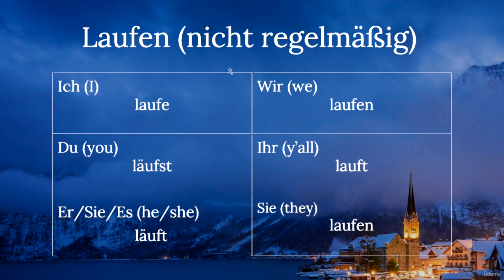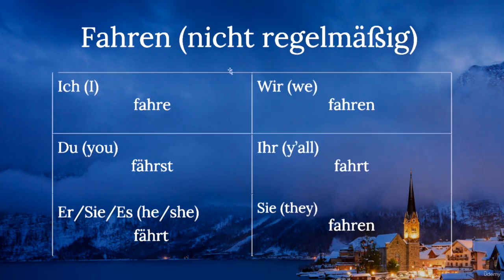Other than that, the verb stays exactly the same. Wir laufen. Ihr lauft. Sie laufen. Fahren is also nicht regelmäßig. Not regular. Ich fahre. Du fährst. The same as laufen. Er, sie, es fährt. And then comes wir fahren. Ihr fahrt. Sie fahren.